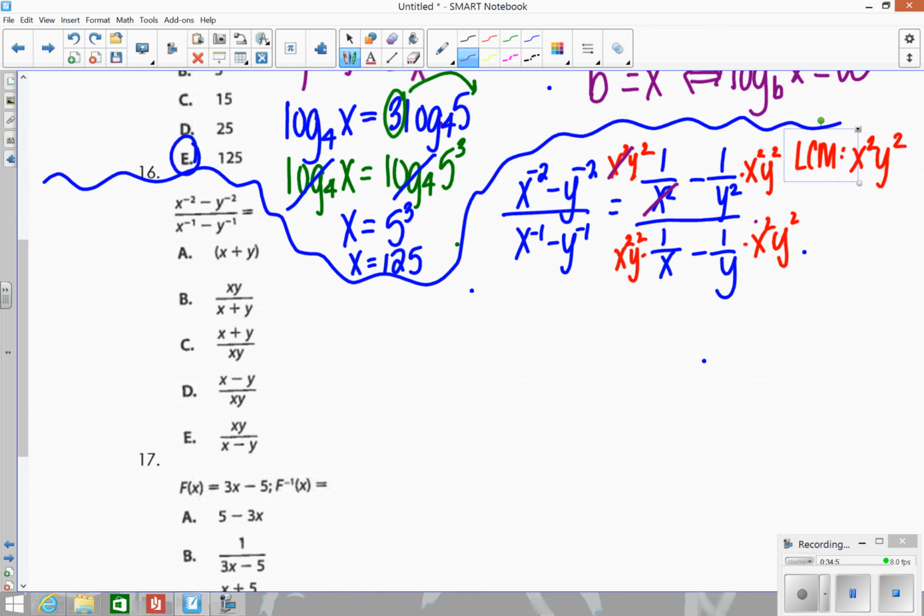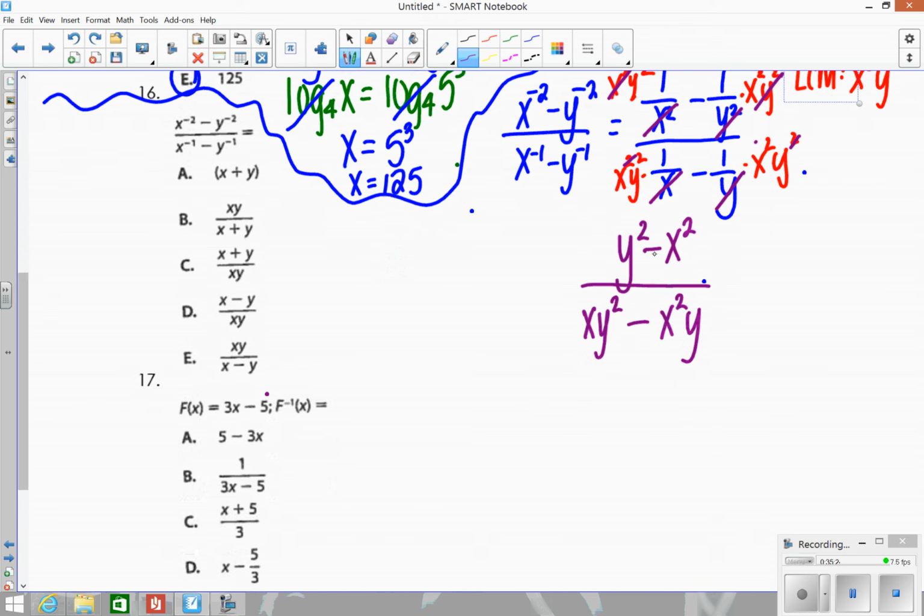So here the x squareds are going to cancel. If you multiply y squared times 1, you're going to be left with y squared. Here the y squareds are going to cancel, so you'll be left with x squared. In the denominator here, one of those x's is going to cancel one of those. So you're going to be left with x times y squared minus, and then one of the y's will cancel, x squared times y. And then if you go to factor this, the numerator here is a difference of perfect squares, so that's going to factor as y minus x, y plus x. Difference of perfect squares, opposite signs, square root each piece.